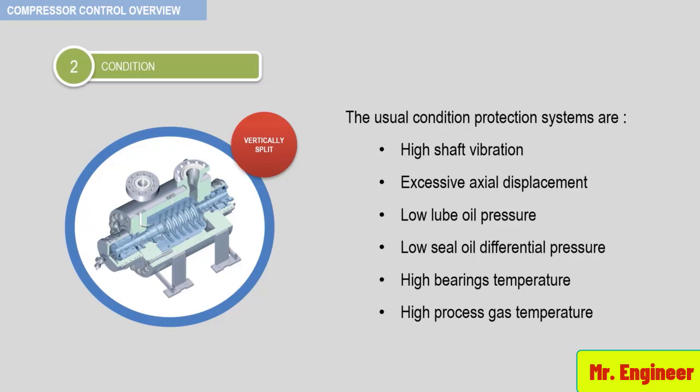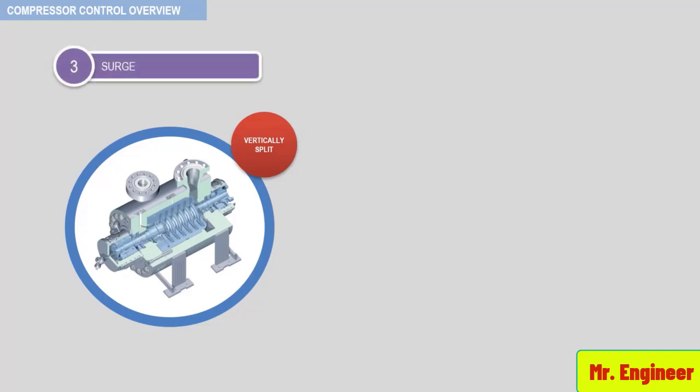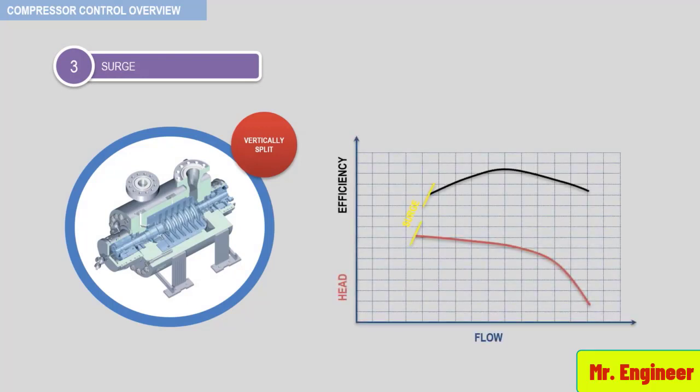The third protection system commonly used for compressors is surge. Now, if any possibility exists that will cause the head required by the process system to exceed the head produced by the compressor, then surge protection must be employed. A surge protection system prevents surge by immediately reducing the head required by the process system.